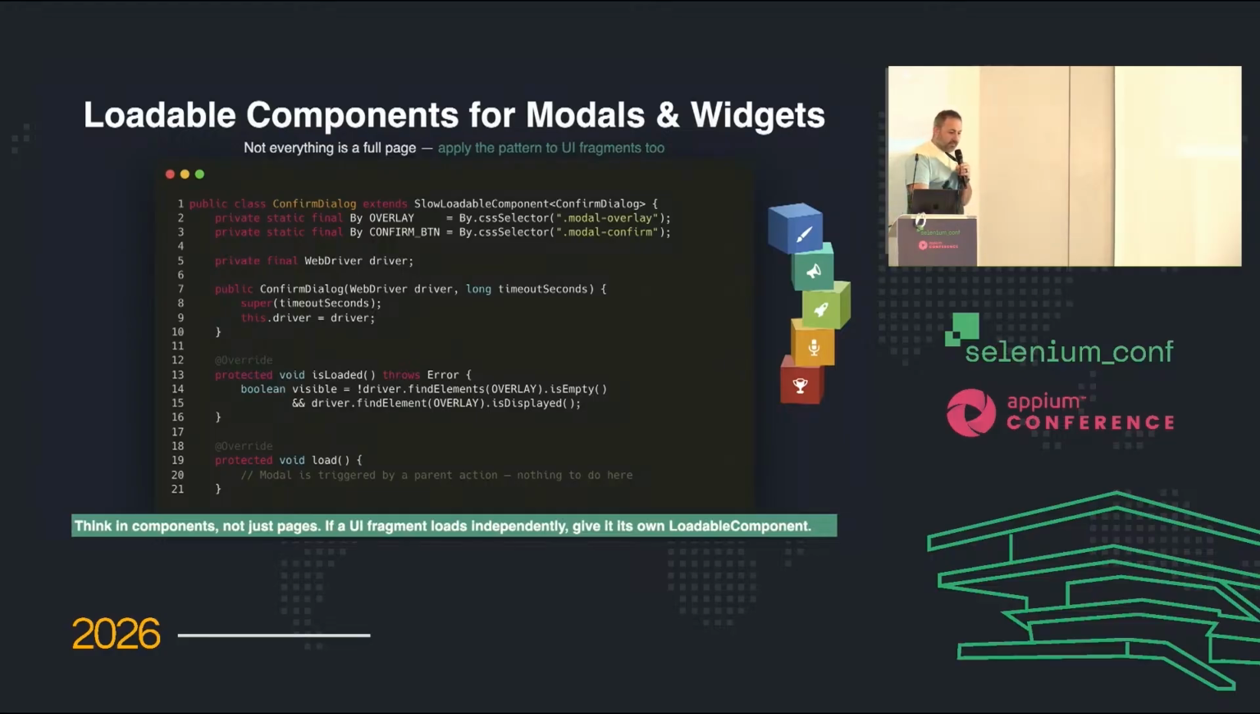So the implementation is the same. We are saying, for example, in this case, return the confirm dialog box object whenever I call get, only and only if the overlay is not empty, the element, and it's displayed. And when these two conditions are satisfied, only then the object will be returned. Please keep in mind that these loadable component checks will work only if you call .get on the page object. If you don't do a .get, it will not check it.